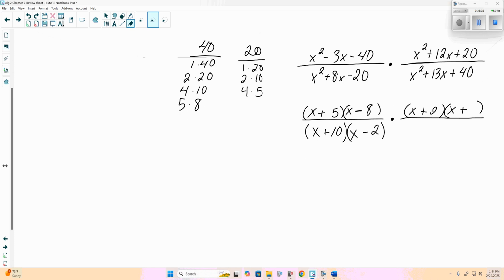It is indeed 2 and 10. Because now we do have an x plus 10 on top and bottom that will cancel. We'll have to see about the other one, but we do have one for sure.